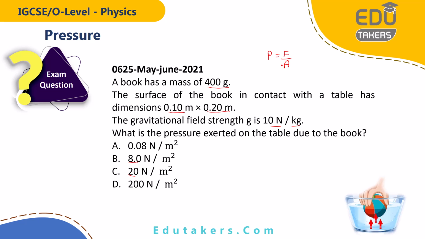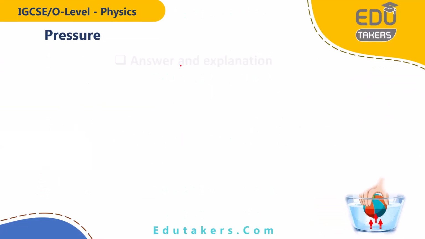But when you have to calculate the force, here you need to use F equals ma, because the acceleration is gravitational acceleration, which is given by the gravitational field strength g. So I can simply say here F equals m times g. Just put here the values, the mass of the book is given and also the gravitational field strength is given. Just multiply both of these to get the force, and by the dimensions of the table you can easily calculate the area. Just divide both of these, you get the pressure. So let's see the answer and explanation.